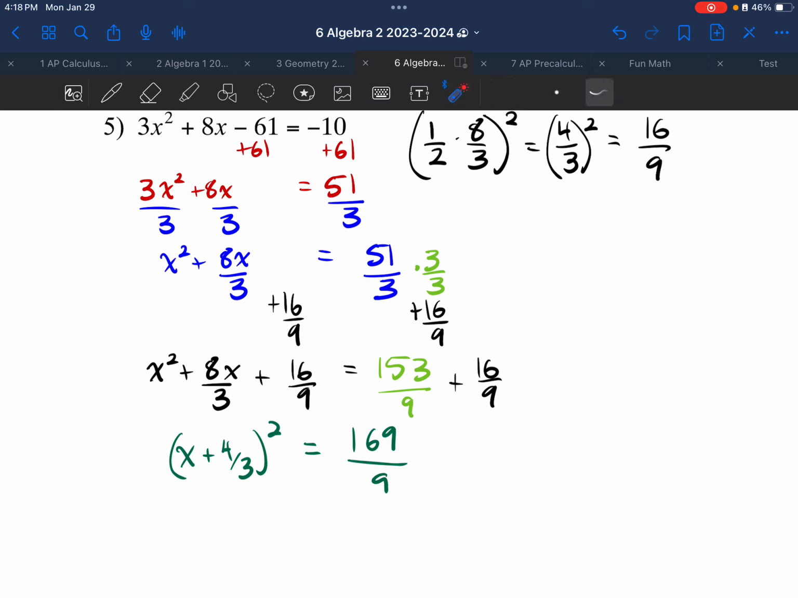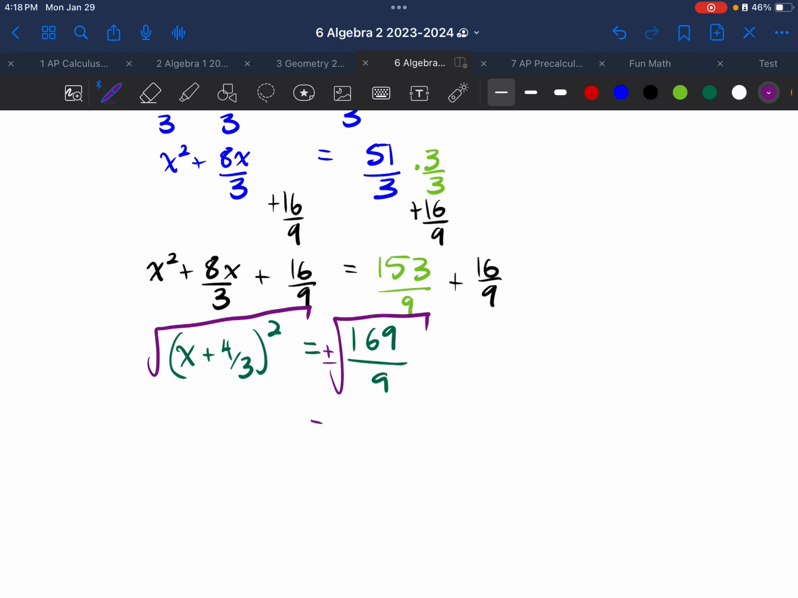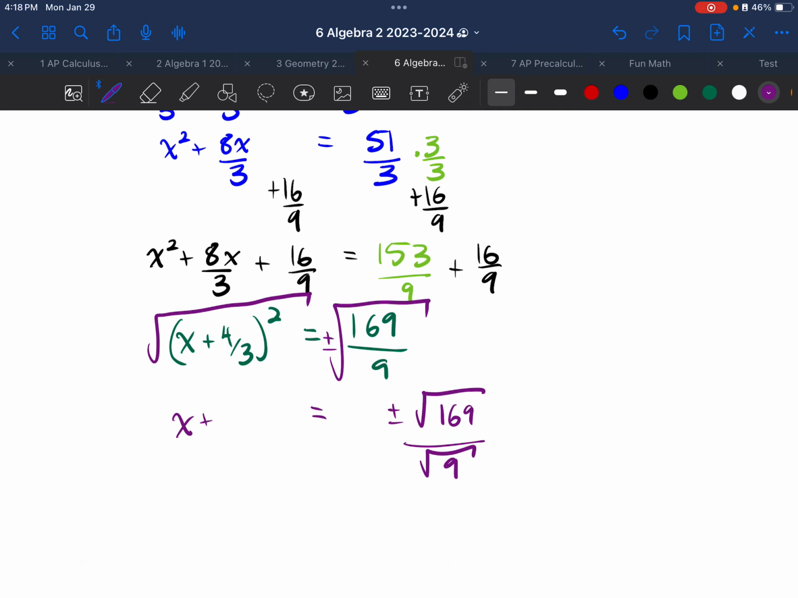And then from here we just need to get rid of the square by square rooting. So I'm going to square root the left side, square root the right side, and add the plus or minus. What's interesting about this problem is both of these terms are perfect squares. We have root 169, which is a perfect square, and the square root of 9, which also is a perfect square. On the left side, we're left with an x plus 4/3. I know that I'm going to eventually get rid of that 4/3 by subtracting 4/3 on either side, which means my final answer is going to have negative 4 over 3 plus or minus, the square root of 169 is 13, the square root of 9 is 3, and that's what our x is equal to.